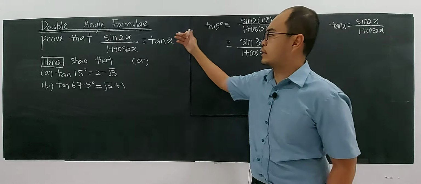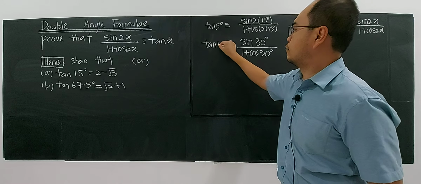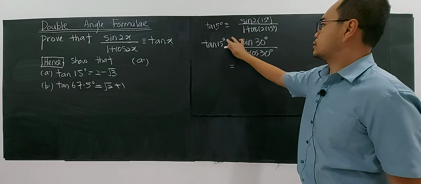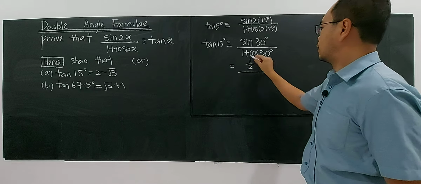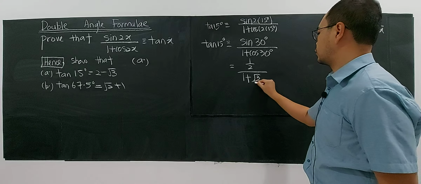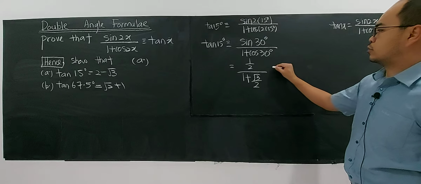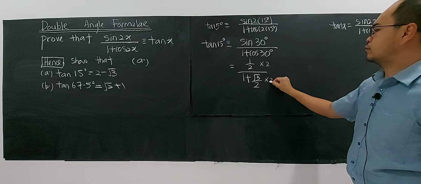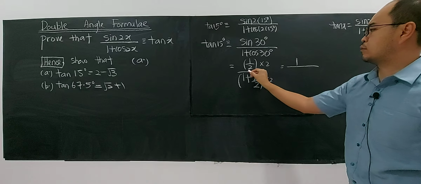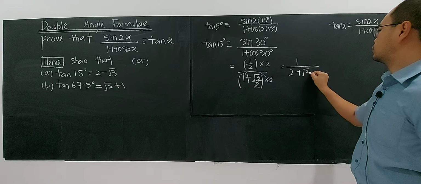You have already proven that this identity is true, so you use this identity to evaluate a value for trigonometry. As you know, sine 30 is 1 over 2, and 1 plus cos 30 is 1 plus square root of 3 over 2, which you already memorized from the special angles. Then you multiply 2 up and down because you want to eliminate the 2. So you have 1 over 2 plus square root of 3.